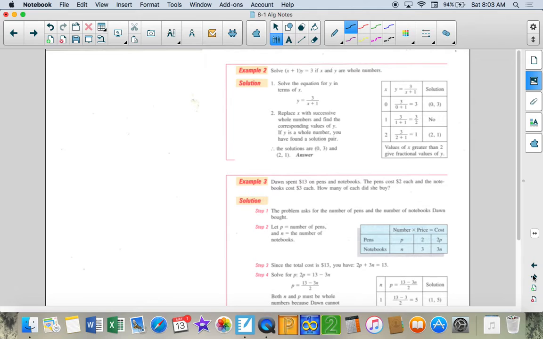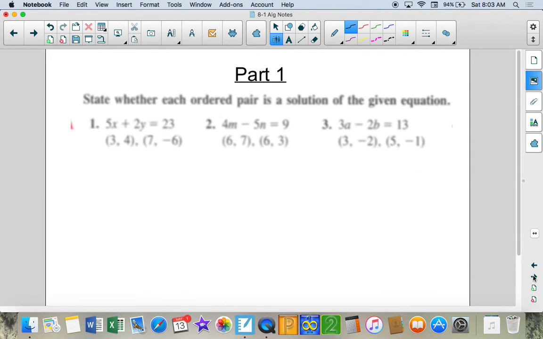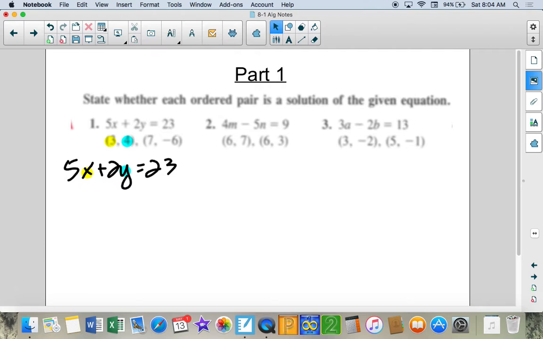So what we're going to deal with first is not the graphing, but just finding solutions for these equations. So we get this equation 5x plus 2y equals 23. And they want to know whether this coordinate is a solution. This would be the x value, so you're going to plug it in for x. This is going to be the y value, so you plug it in for y. And then we'll simplify.